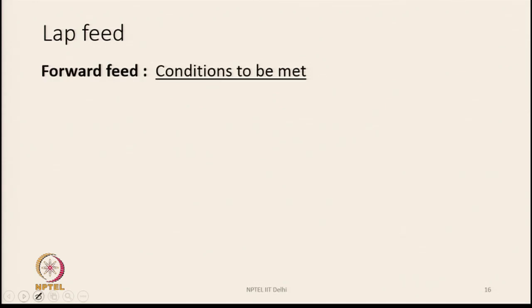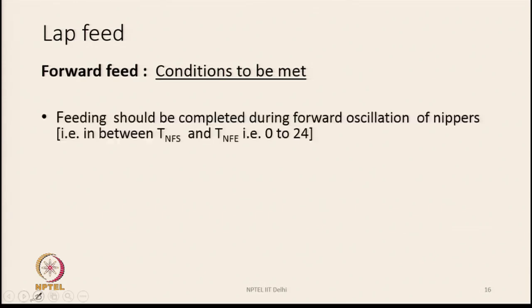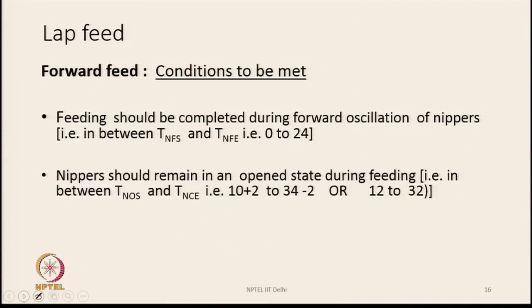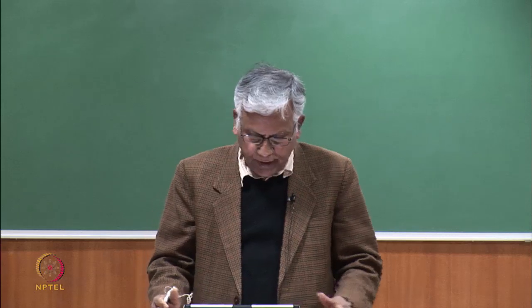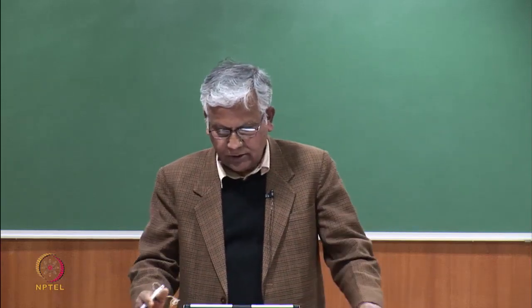Now here there are two types of machines. One is lap feeding during the forward journey of the nippers, and the other is during the backward journey of the nippers. So let us see what conditions need to be met if we want to feed the lap while the nippers are moving forward.